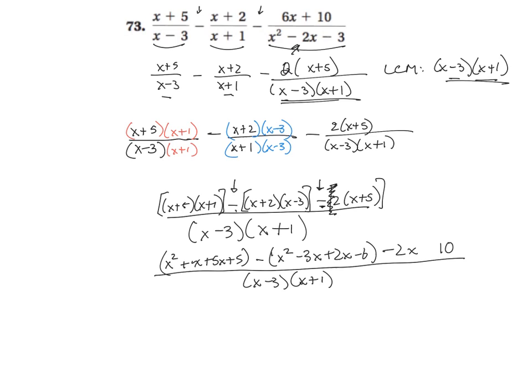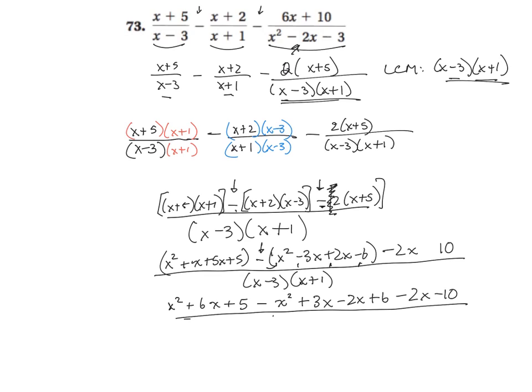Now, let's deal with this negative. So I have x squared plus 6x plus 5, minus x squared plus 3x minus 2x plus 6. Let me see if I did that right. So this should be a minus, this should be a plus, should be a minus, should be a plus. Yeah, they're all good. And then the last one, we've already dealt with that negative, so I can just write it, all over that lowest common denominator.